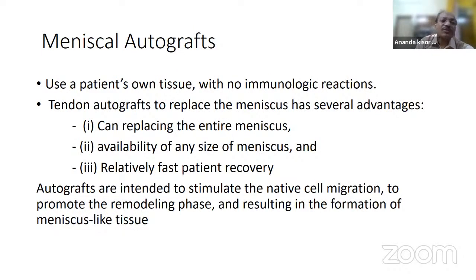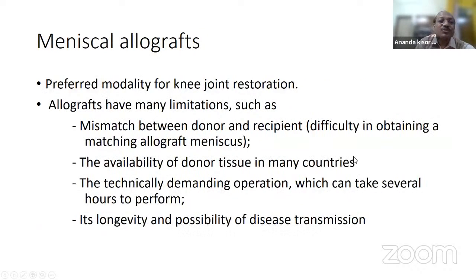What is a meniscal autograft? What are allografts? Like this. For meniscal autografts, you use the patient's own tissue with no immunogenic reactions. What are the tendon autografts? It can replace the entire meniscus. They can use any size of meniscus, with relatively fast patient recovery. So these are the points to be noted for this autograft.